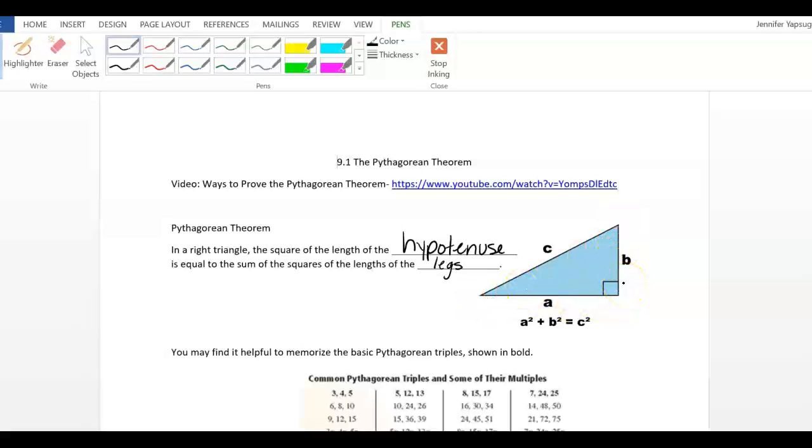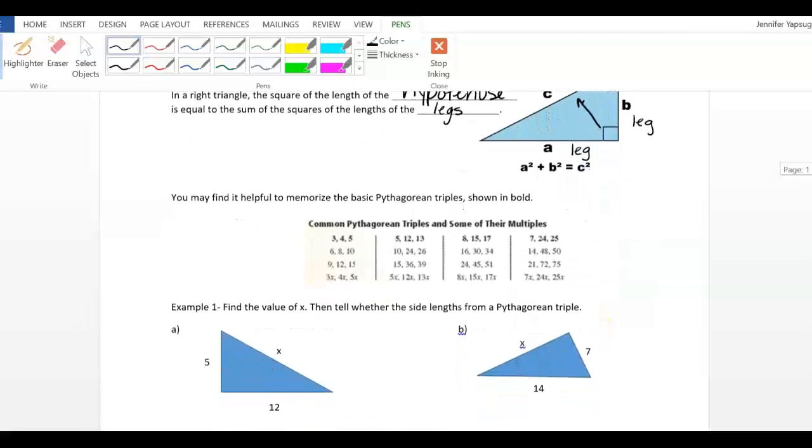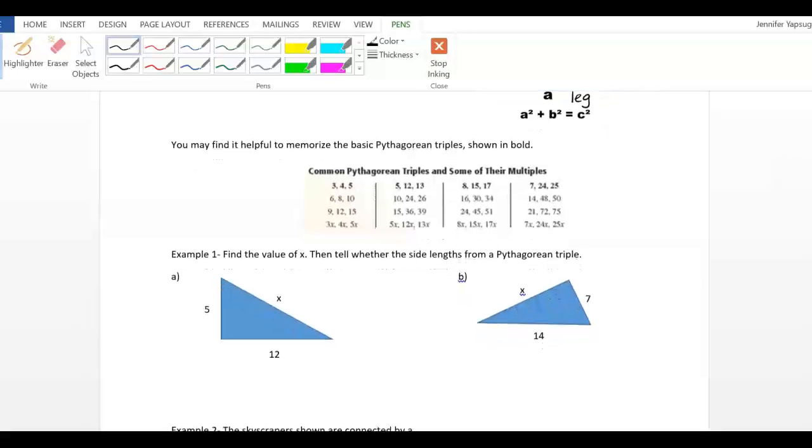We can identify where the hypotenuse and the legs are based on the triangle itself. So where you see that right angle, if you draw an arrow across from that right angle, we know that this is the hypotenuse. And then we know that these other sides here are called our legs. So again, the square of each of the legs added together gives us the square of the hypotenuse. You may find it helpful to memorize some of these basic Pythagorean triples that I included in your notes.